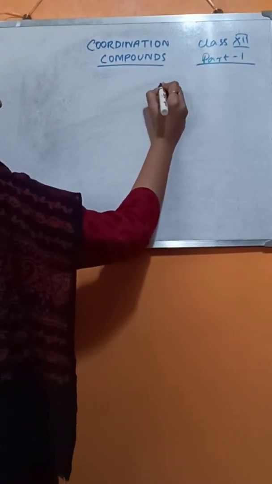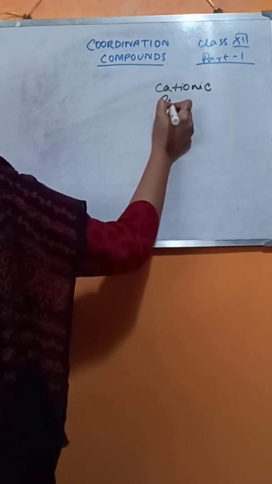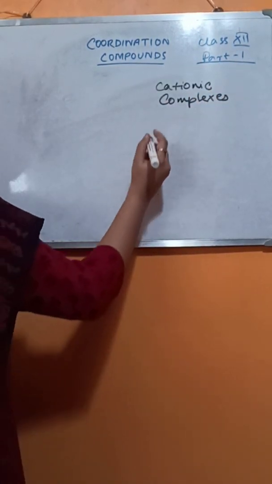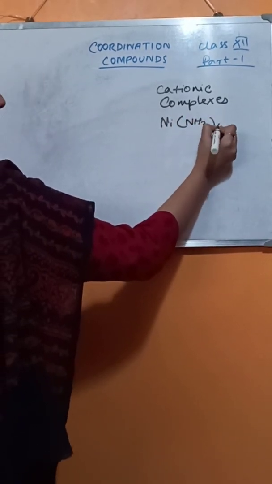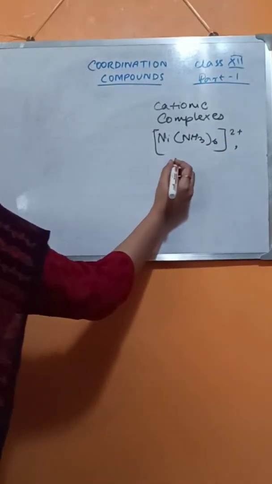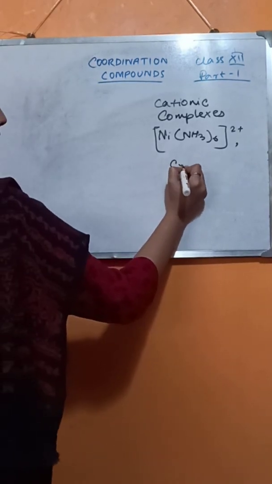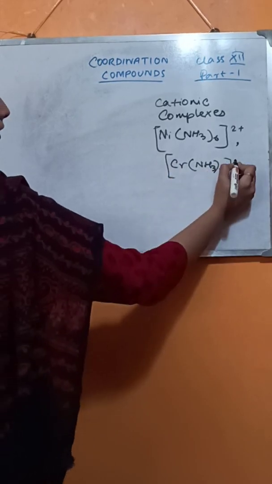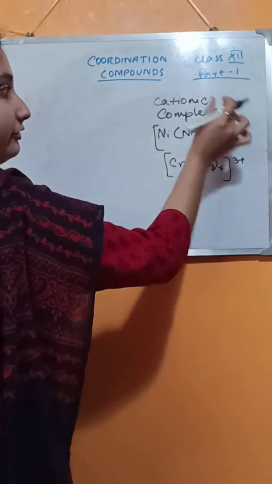There are cationic complexes. One example is nickel NH3 2+, which I have shown before. Another example is chromium NH3 3+. Cationic complexes mean the complexes which have a positive charge.